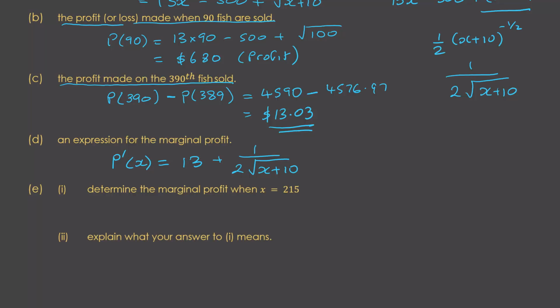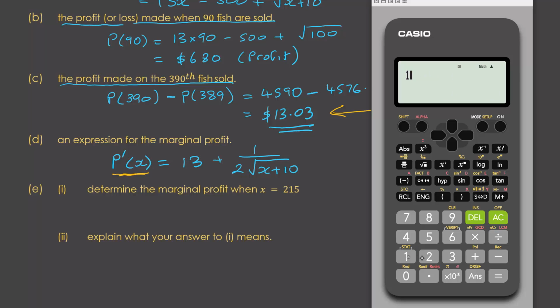Before I move on to the next part of the question, what happens when we evaluate p dashed of 389? So let's just calculate that. So I'm going to get 13 plus 1 over 2 times the square root of 399. Notice it's very close to our last answer.